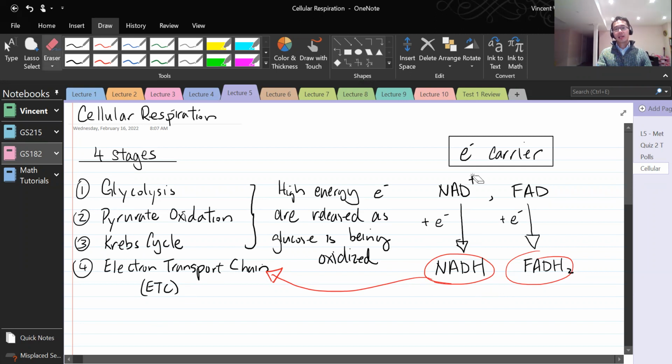So the energy carrier acts like a taxi, right? And this is an unoccupied taxi, an empty taxi. The passenger is like the electrons, so they pick up the electrons, drive them to the ETC, drop them off, go back, pick up more electrons, and just keep on going back. It's like an airport shuttle or whatever.